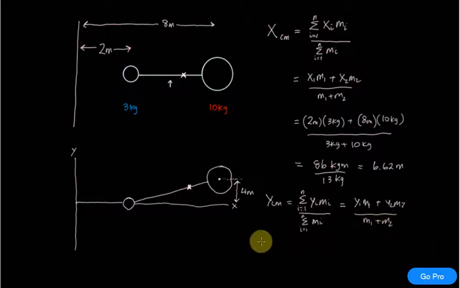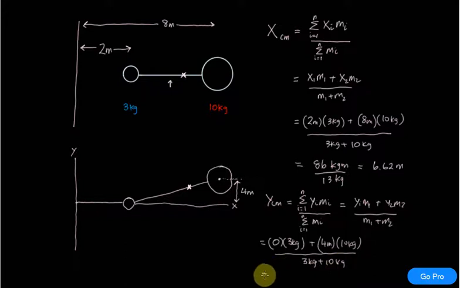Again, if I just plug values in, I'm just going to bring it down here. So y1, we say that this hasn't deviated at all, so that's 0 times its mass, which is still 3 kilograms, plus y2 we said was 4 meters multiplied by 10 kilograms. Again, that's just divided by the sum of all the masses, which was 3 kilograms plus 10 kilograms. And we're essentially left with 40 kilogram meters divided by 13 kilograms.